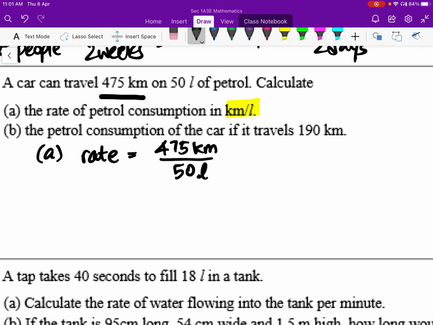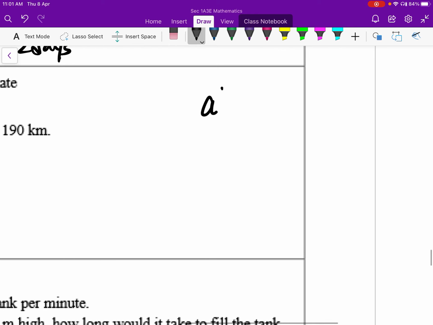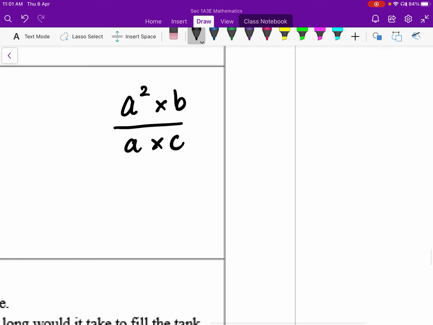Now I'm going to bring you back to your chapter 4 on algebra again. When you have, for example, a squared times b over a times c, is that something you can cancel? Yes, the a is a common factor. So we remove 1a, you remove 1a at the bottom. What you are left with over here is ab over c.